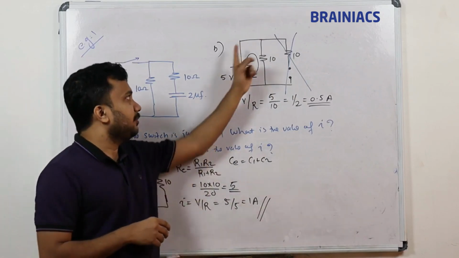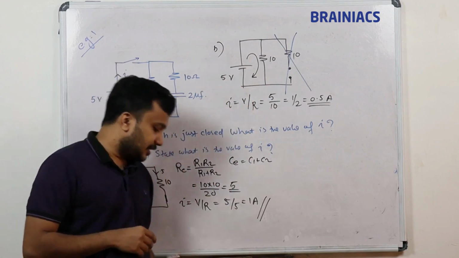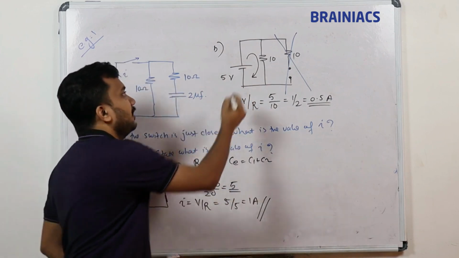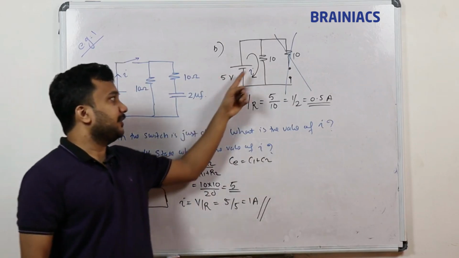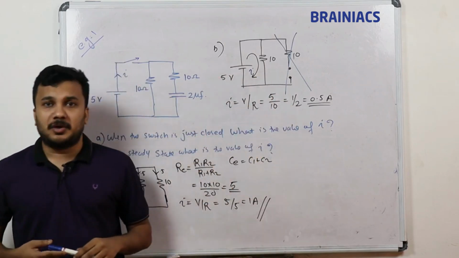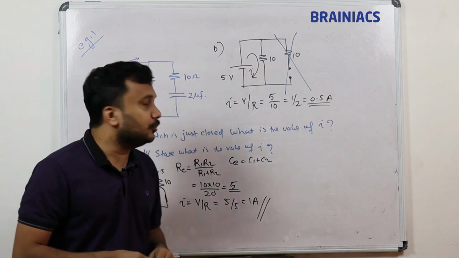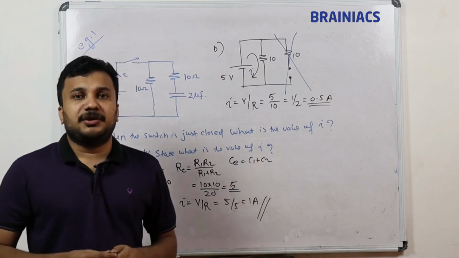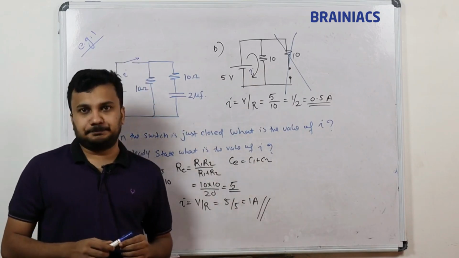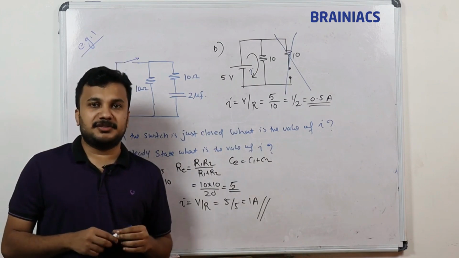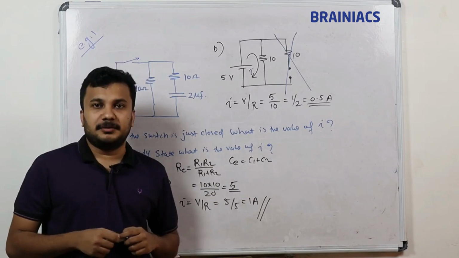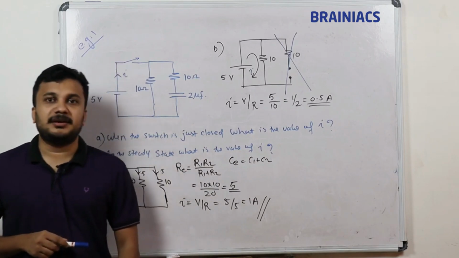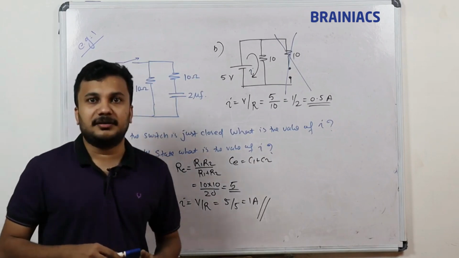So current will be flowing only this way, and I have not marked the current. This current I is equal to V by R, which means 5 by 10, which is equal to 1 by 2, and that is equal to 0.5 ampere. So always remember these concepts in a very clear way, because questions may come based on that, and we need to attend them.